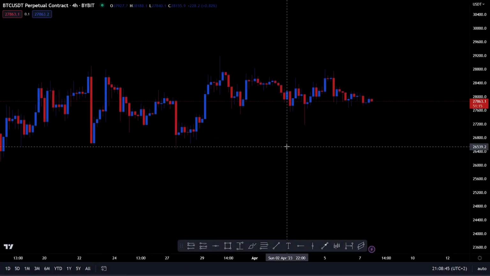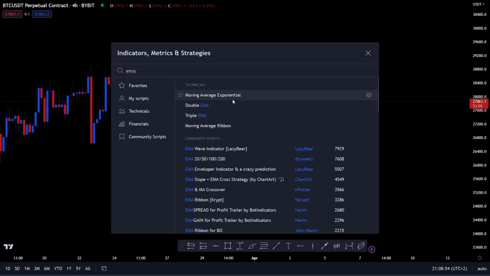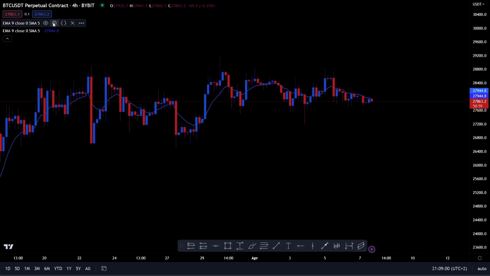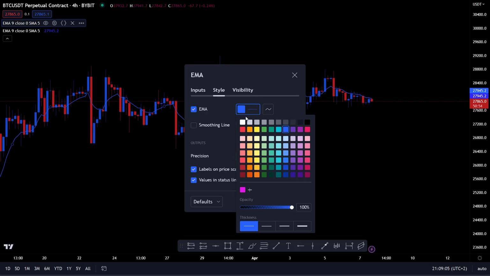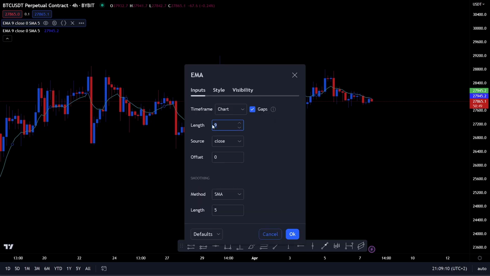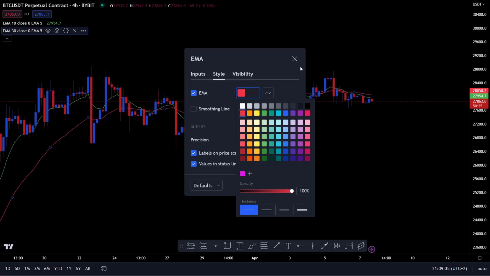We go to TradingView and click Add Indicators. Then we type EMA and add Exponential Moving Average twice by double-clicking on Moving Average Exponential. Under Technicals, we open settings of the first EMA. Under the tab style, we change its color to green. Next, under the tab inputs, we change its length to 10 and choose Smoothing Method EMA. For the other EMA, we change the length to 30, the same smoothing method, and its color to red.